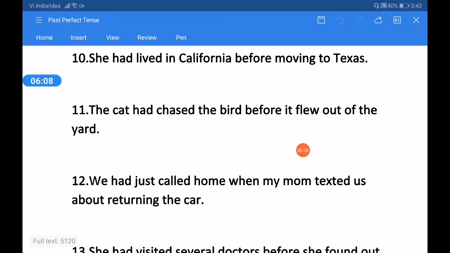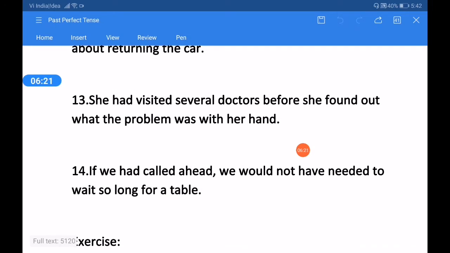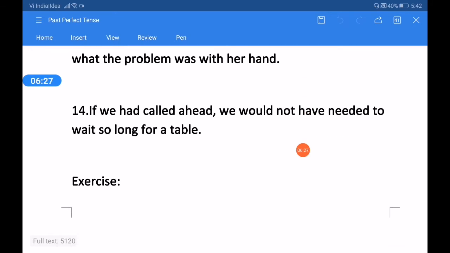Eleventh is the cat had chased the bird before it flew out of the yard. We had just called home when my mom texted us about returning the car. She had visited several doctors before she found out what the problem was with her hand. If we had called ahead, we would not have needed to wait so long for a table.